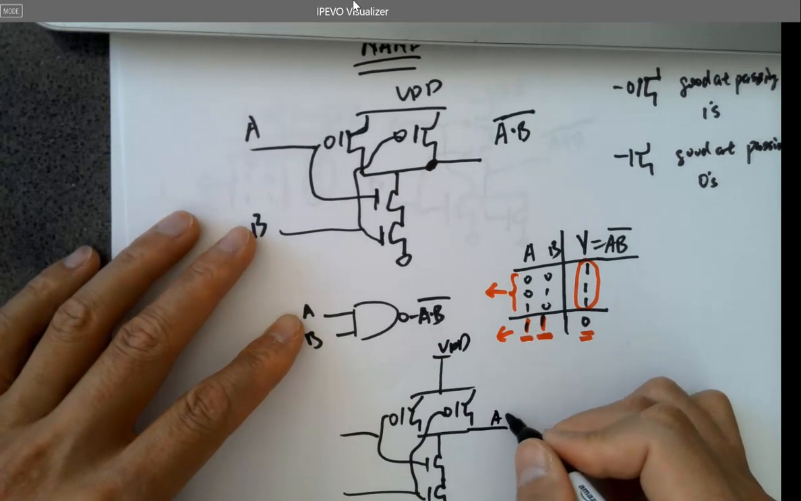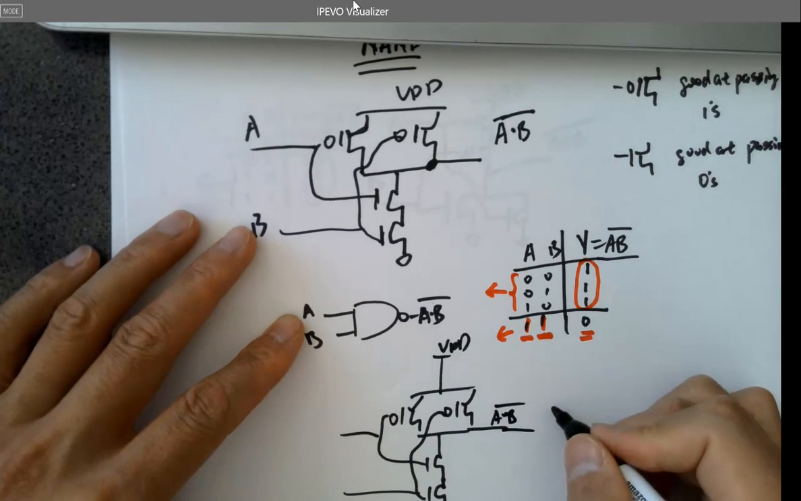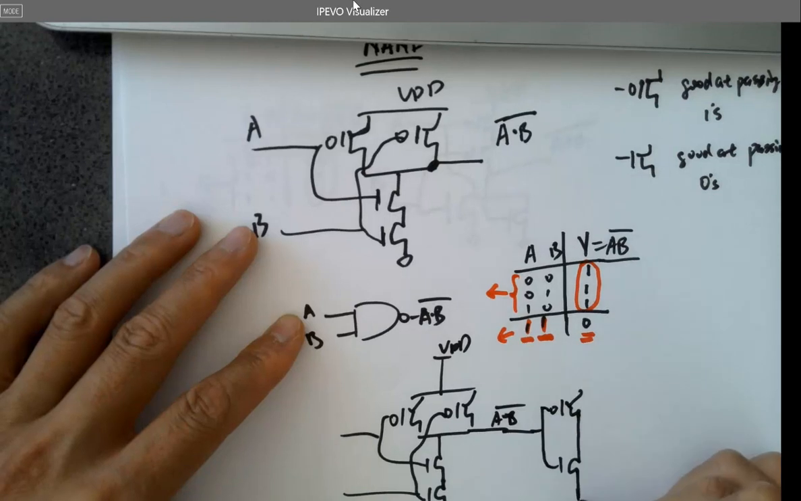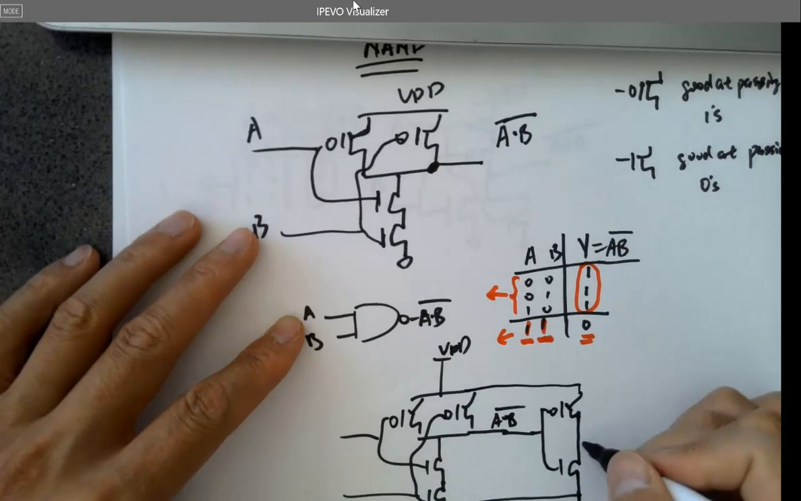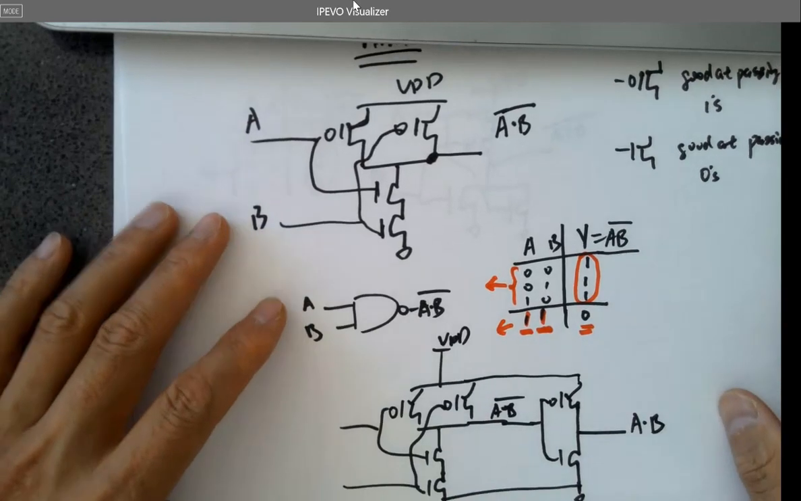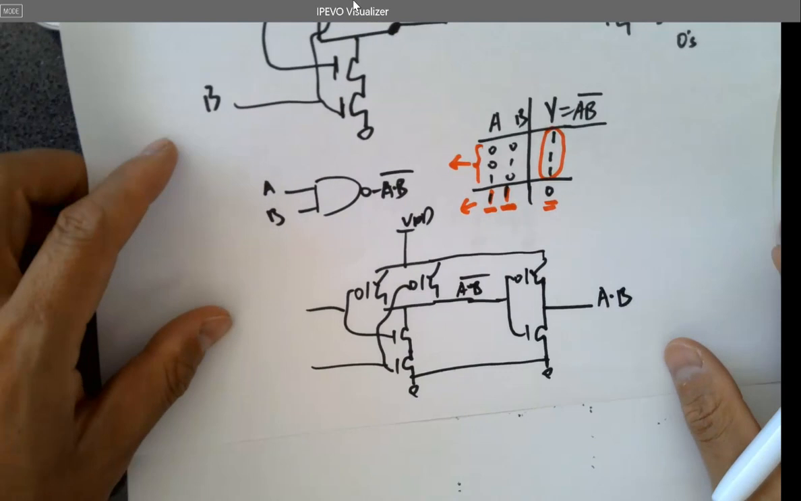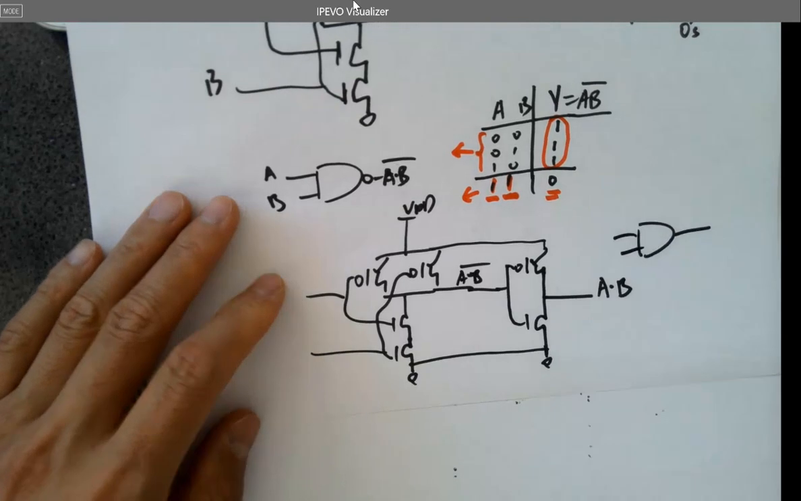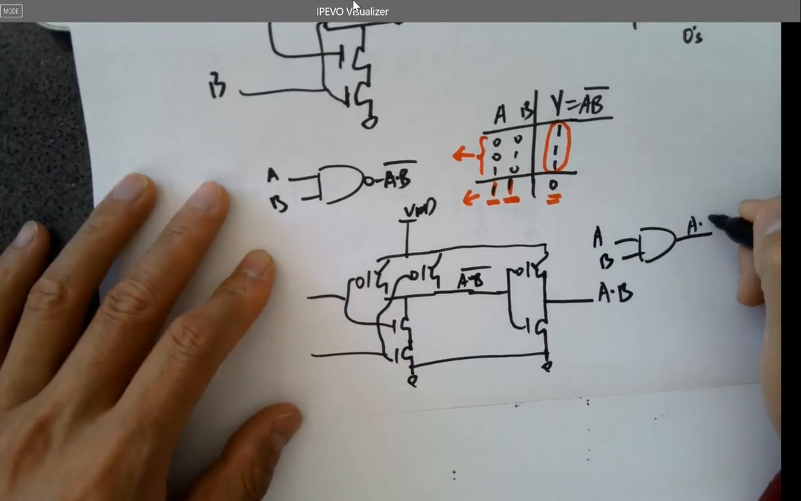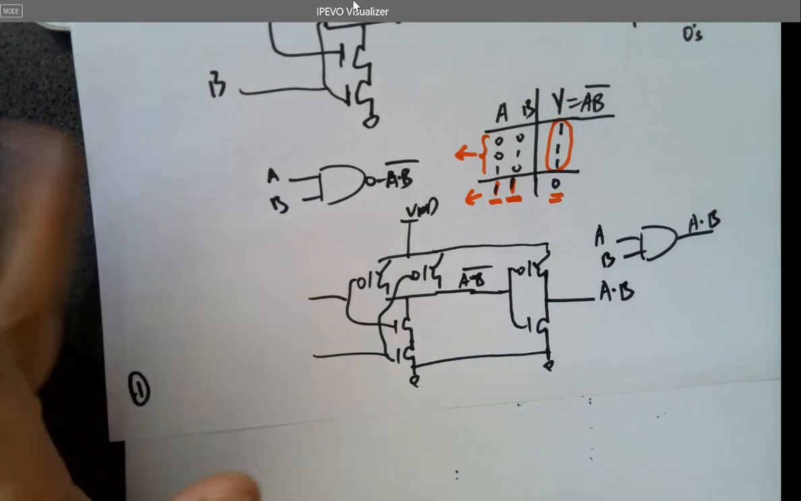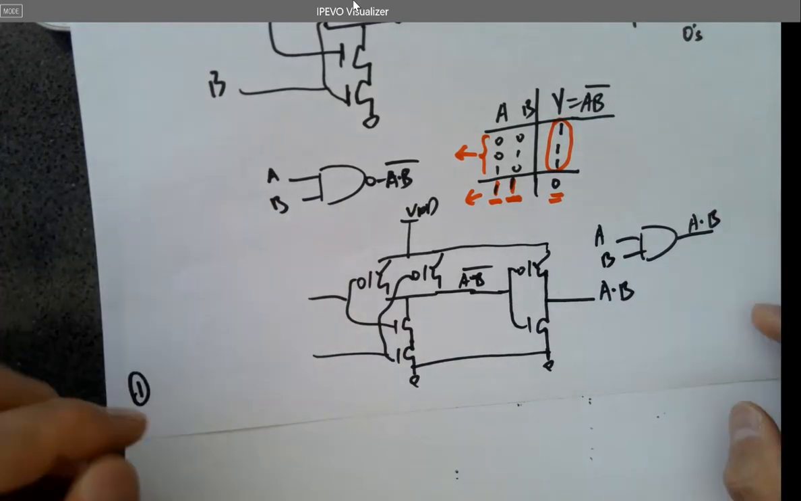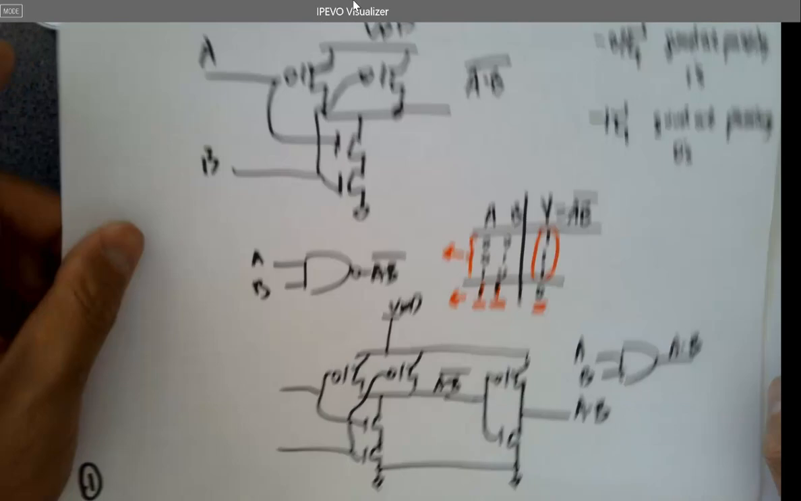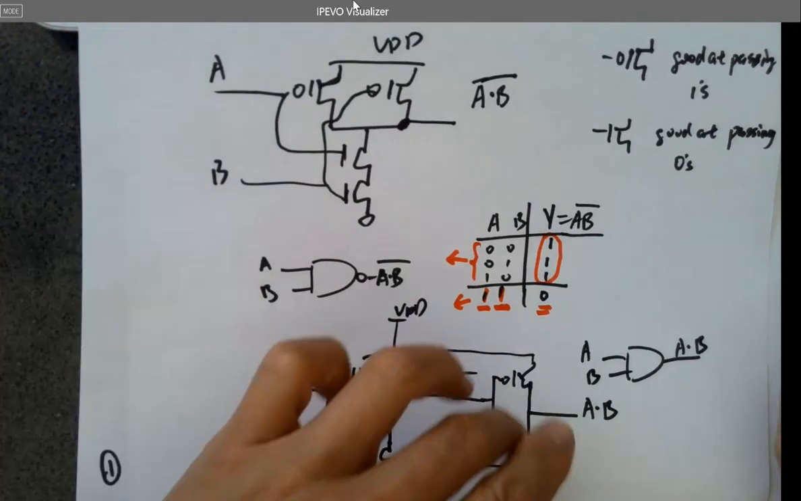Connect the output. So this is A NAND B, right? And this becomes A and B, right? So this is exactly A and B. Interestingly, the AND gate has more transistors than the NAND gate, right? Two more.